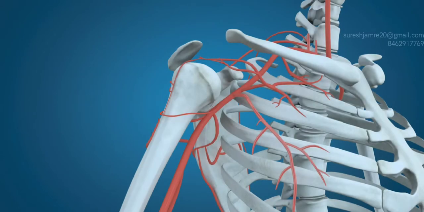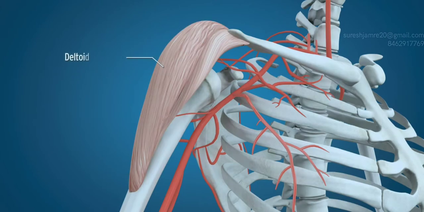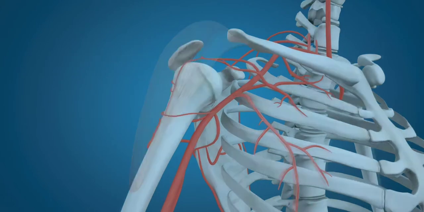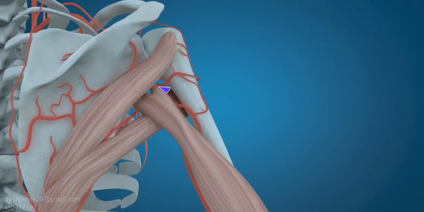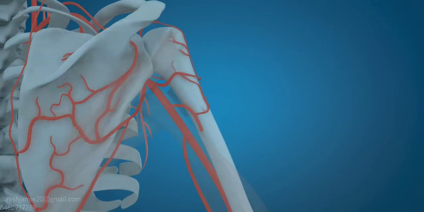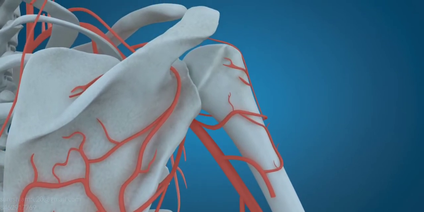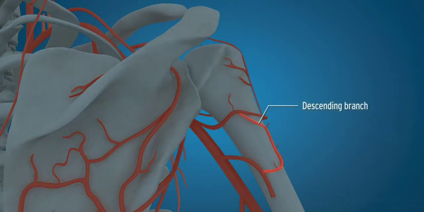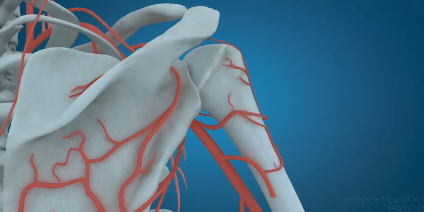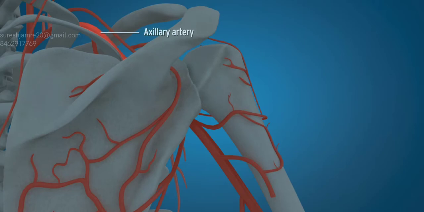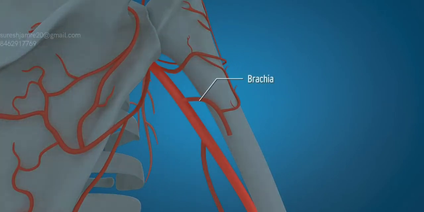The posterior branch supplies the deltoid, muscles of the quadrangular space, and shoulder joint. The ascending branch of the posterior circumflex humeral artery anastomoses with the ascending branch of the profunda brachii artery, thus establishing anastomosis between axillary artery and brachial artery.